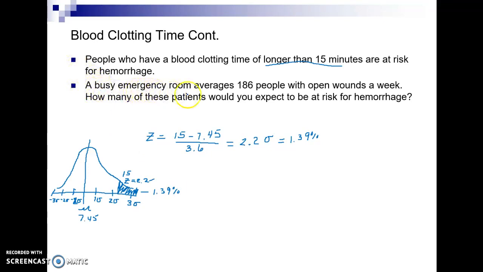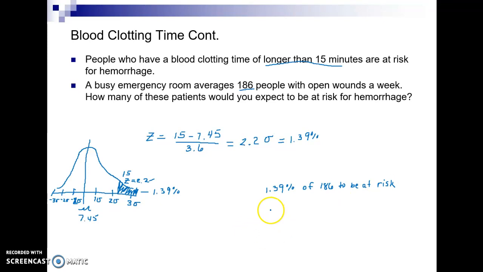So it says a busy emergency room averages 186 people with open wounds a week. How many of these patients would you expect to be at risk for hemorrhage? So I would expect 1.39% of the 186 to be at risk. So I have to do a little bit of work with percents to totally solve this out.